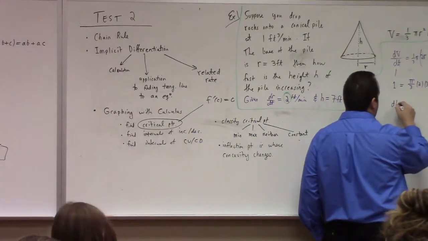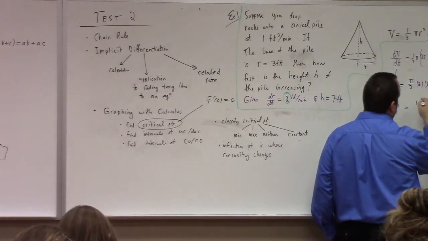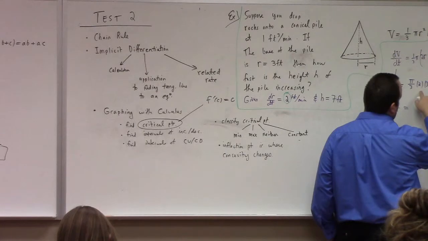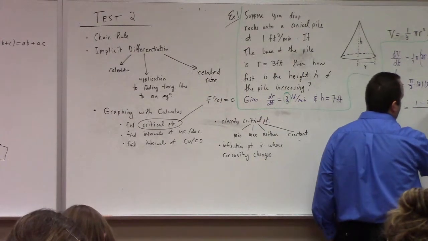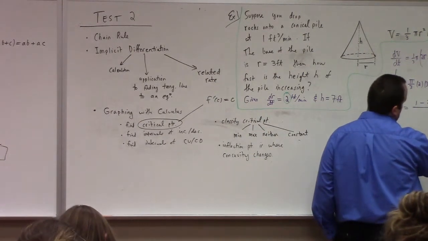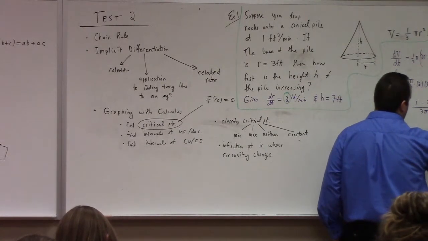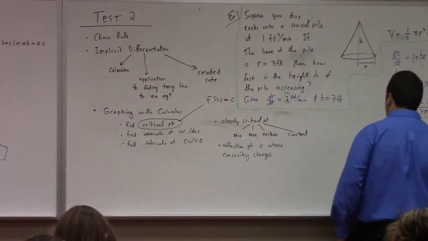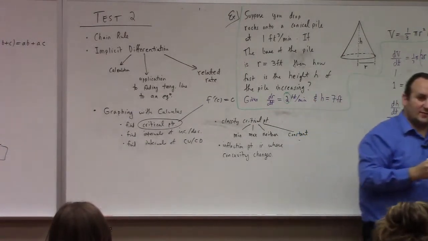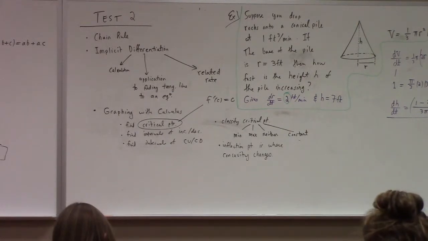So dh dt then will be 1 minus, looks to me, 3's cancel. I get 4 times 7, 28 pi, divided by 3 pi, I suppose. And of course that's going to be in feet per minute, given my units. If you'd like, I can find a decimal, but it's probably better for us to go on. Are there questions about this?